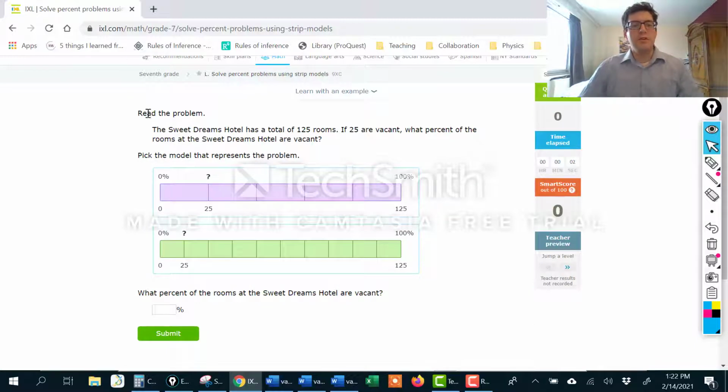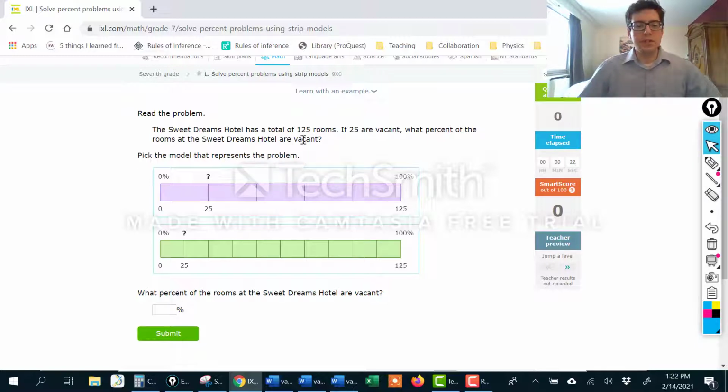All right, so read the problem, that's always a good idea. The Sweet Dreams Hotel has a total of 125 rooms. If 25 are vacant, which percent of the rooms at the Sweet Dreams Hotel are vacant? Pick the model that represents the problem.